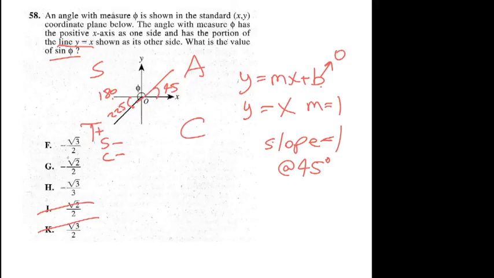So the sine of any of the 45s is going to be the square root of 2 over 2, and the only thing that changes is the positive and negative sign. All right, so the sine of 45 would be the square root of 2 over 2 here, and the square root of 2 over 2 if it was over here. In the bottom, it's going to be negative square root of 2 over 2, making G the answer to 58.